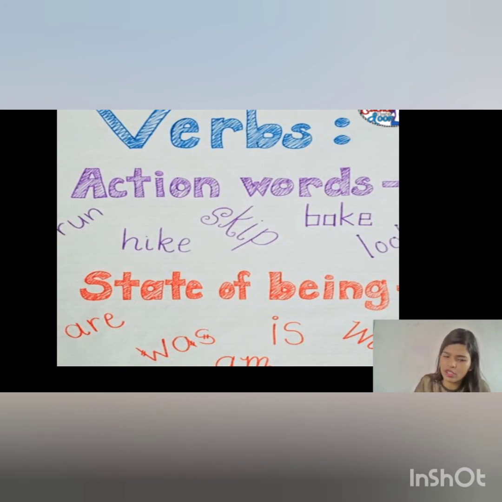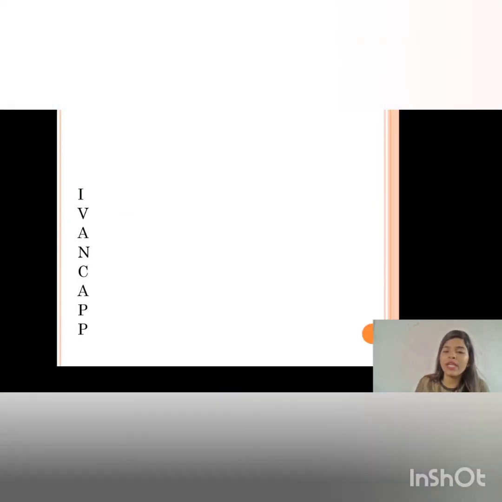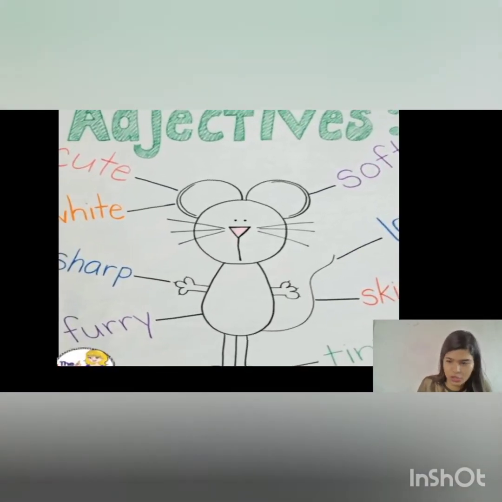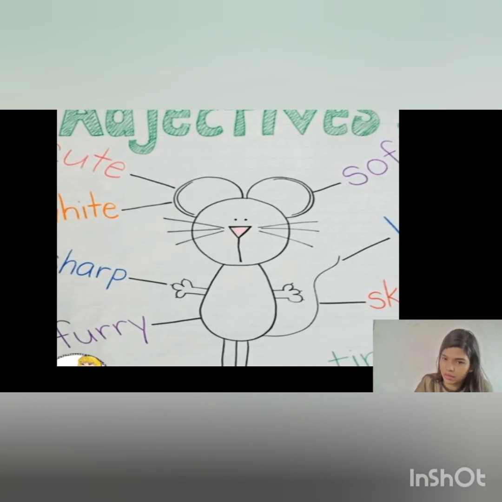Now, state of being is talking about the linking verb or the helping verb: are, was, were, is, am, has, have and so on. Next we have adjectives. They show the quality of a person, place, animal or thing. Here we have a mouse, and it's showing the qualities that it's soft, cute, white, sharp, furry, tiny and so on. So it's describing its qualities.